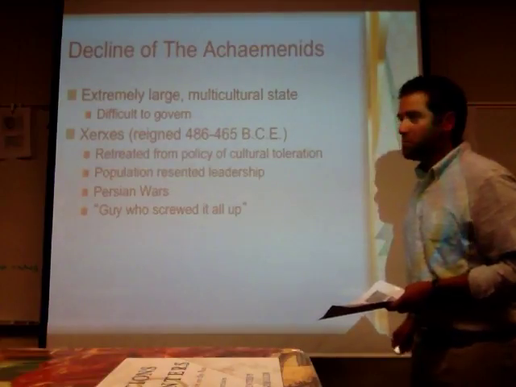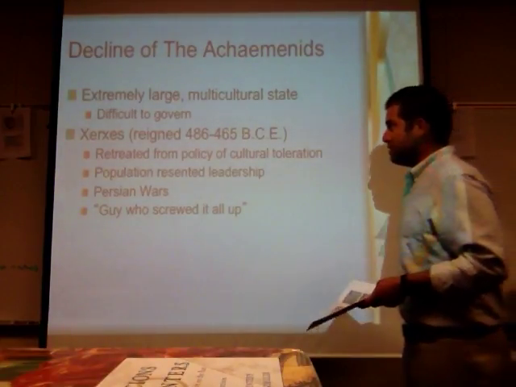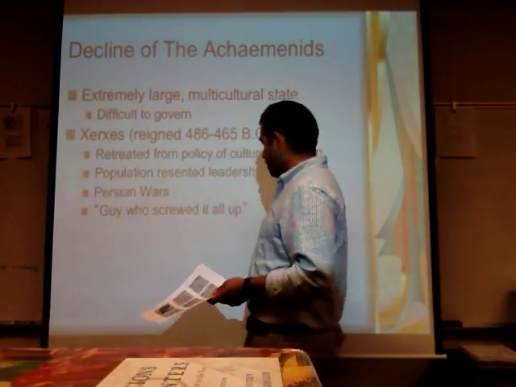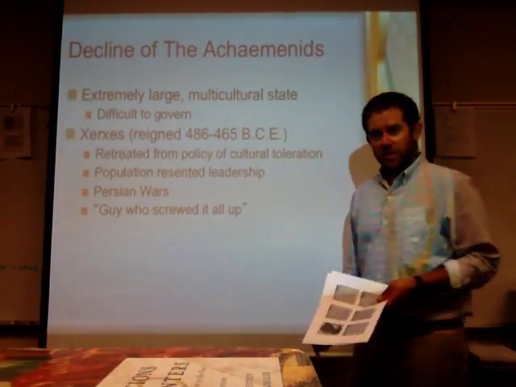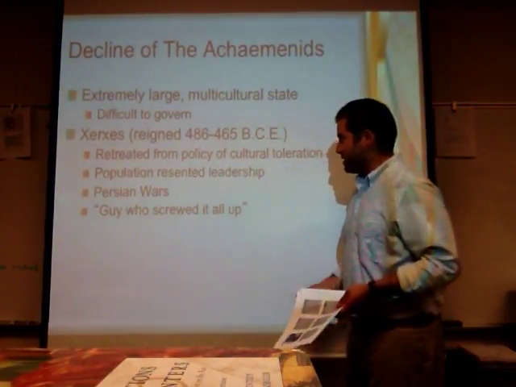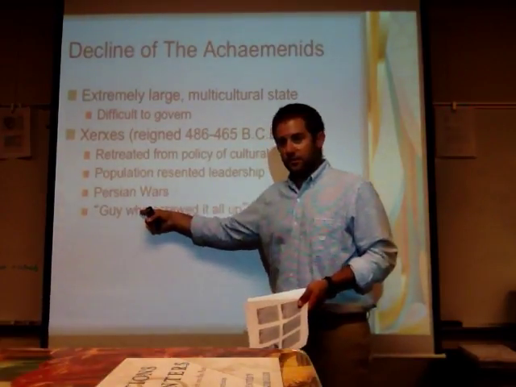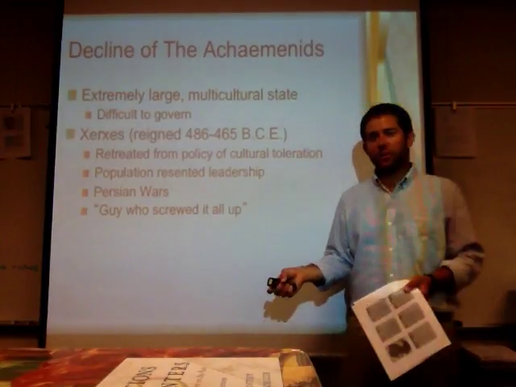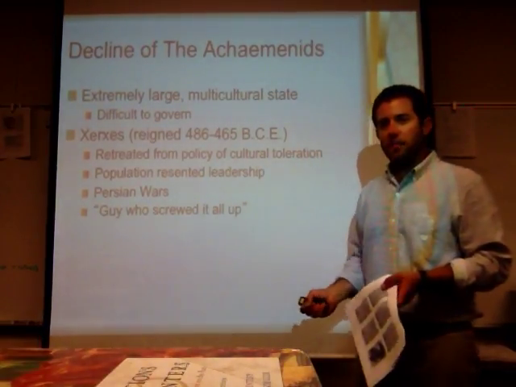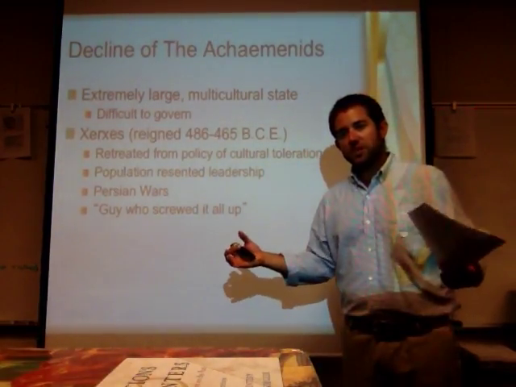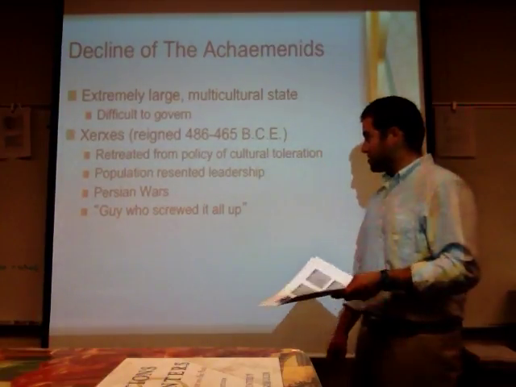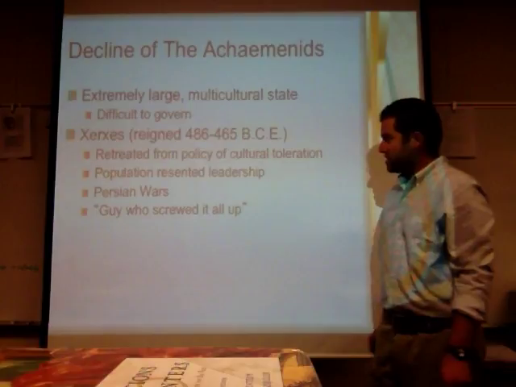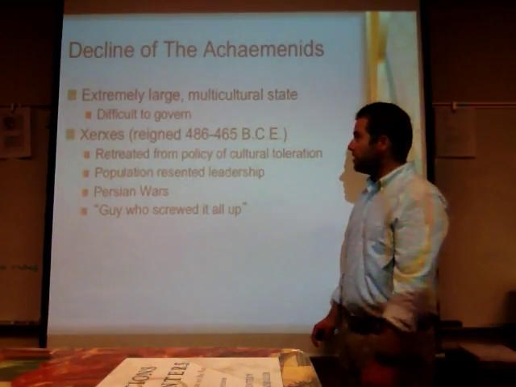Let's talk real quick about the third individual. The third significant individual we need to know is Xerxes. And the nickname, super original, that we use for Xerxes is the guy who screwed everything up. Cyrus, great job, built this huge empire. Darius, great job. He found a way to keep this huge empire in check and to get people to buy into it. And then there's Xerxes, the individual that just made the empire fall apart.